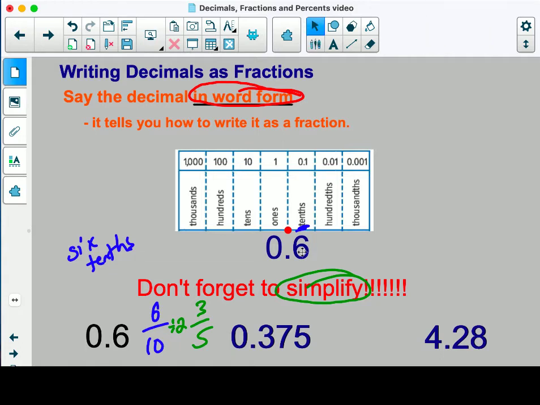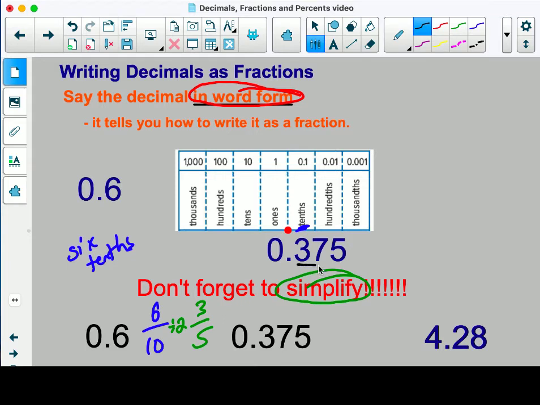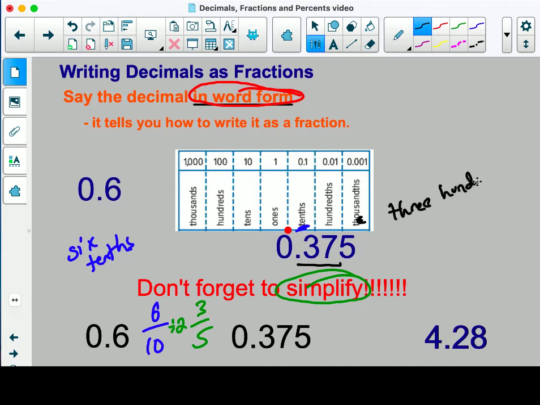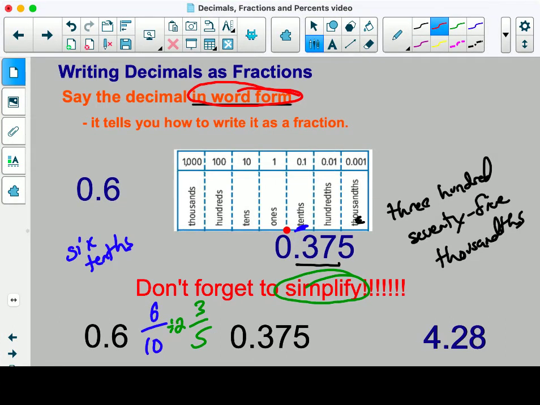So let's try our next one. So I'm going to kind of drag my next one up here. So we have 375 in the, doesn't quite line up here. It goes to the third decimal place, so it's going to be in the thousandths. So we would say it 375 thousandths. So again, saying it in words helps us write it.